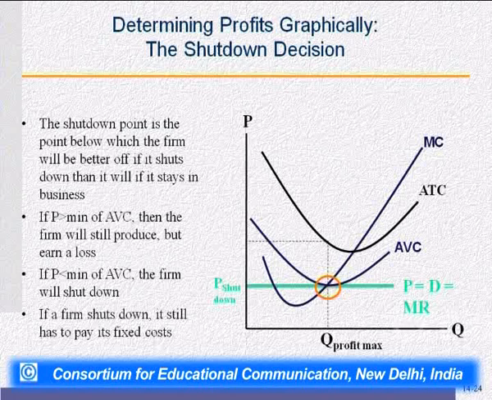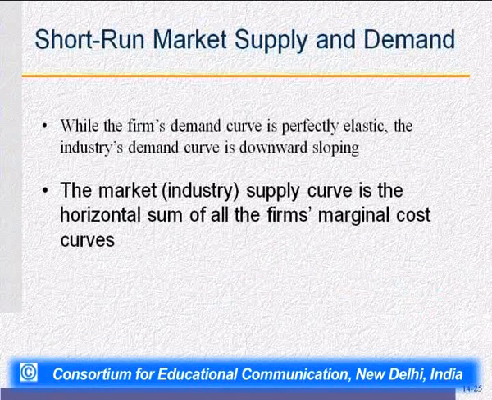And if a firm shuts down, it still has to pay its fixed cost, which we discussed. If you are not able to cover the average variable cost, the firm will shut down its production, but the firm has to pay its fixed cost. So this is called short run market supply and demand. While the firm's demand curve is perfectly elastic, the industry's demand curve is downward sloping.